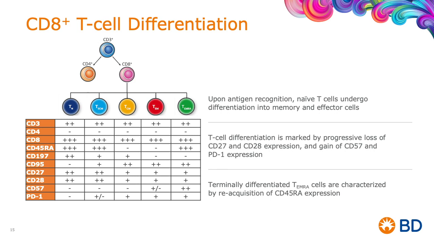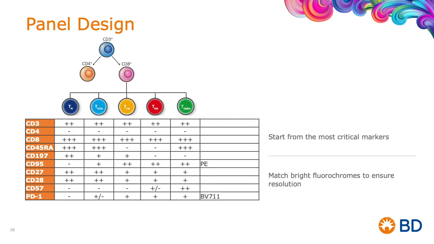Now that we have the biological information, we can start matching fluorochromes with antigen. And the first example that I'll show you, I'll take an approach, and everybody has slightly different approaches, but I'll show you my personal approach and some implication of how we design this panel. My personal approach is always to start from my most critical markers.